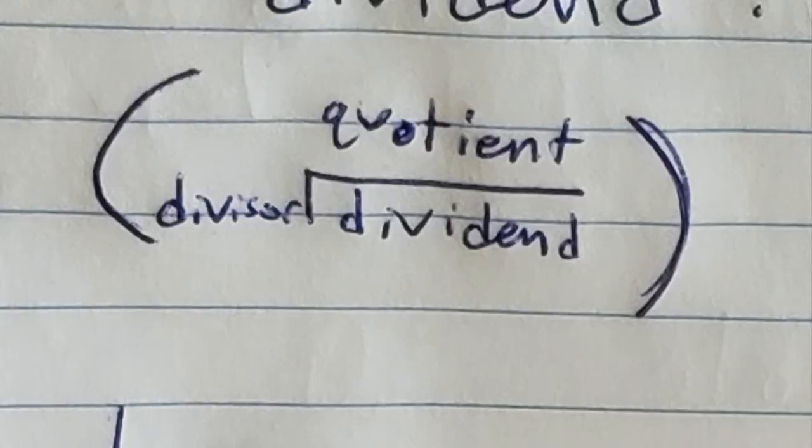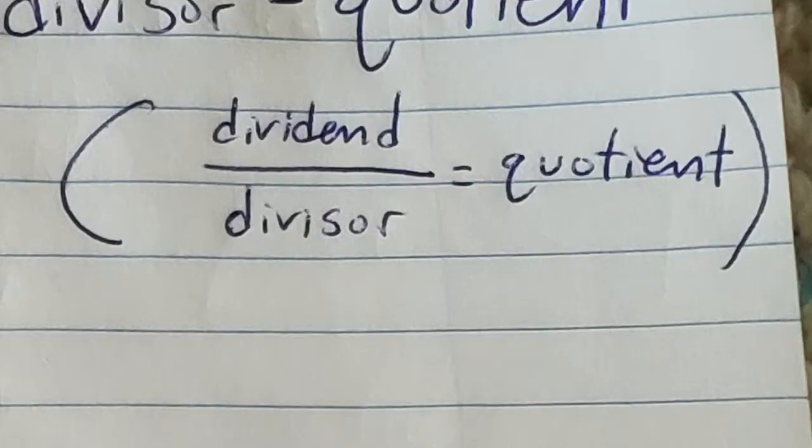I know that's a lot. So I'm going to say it again. The dividend is divided by the divisor, which equals the quotient. One more time. The dividend is divided by the divisor, which equals the quotient.